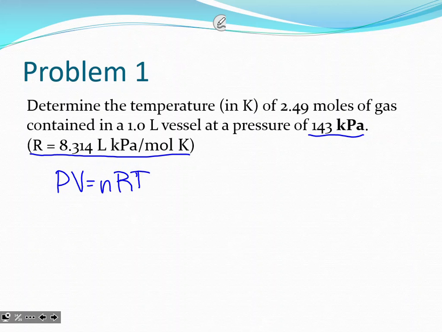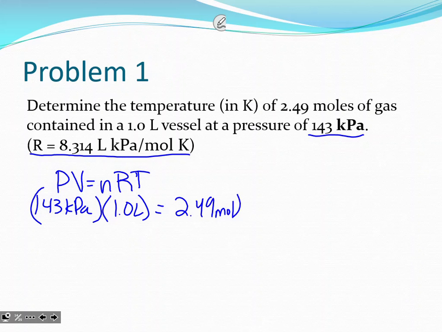Luckily, they were very kind to us and provided the R value for us in the problem. So we are missing the temperature. Pressure is 143 kPa. The volume here is 1 liter. The moles, 2.49 moles. Now, I'm only going to write this once; I'm not going to rewrite it every time. 8.314, this is liters times kPa over moles Kelvin. I'm going to show you why I do this. And then we're missing T.